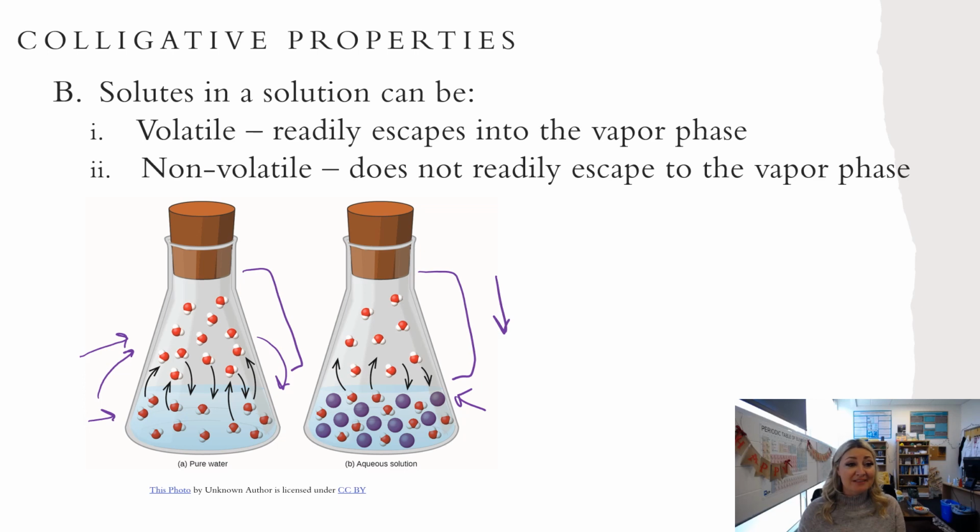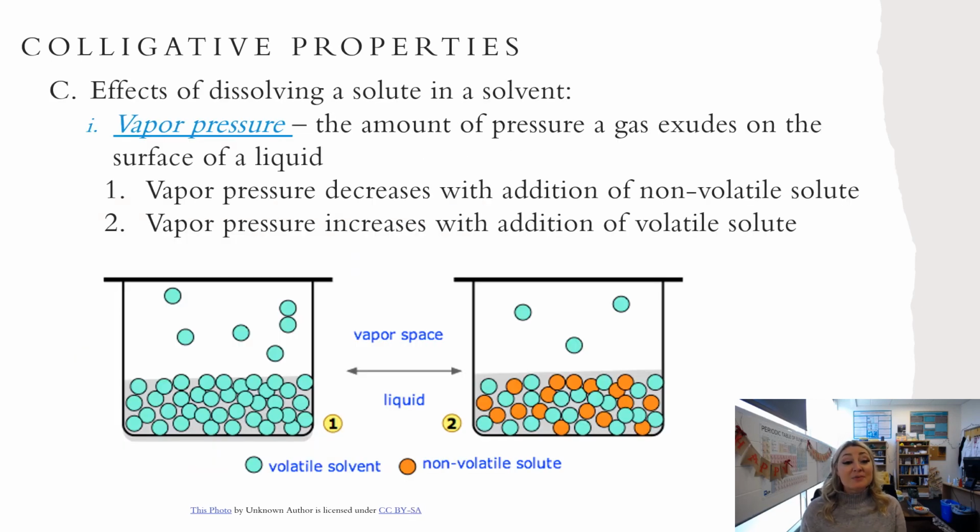It's a colligative property. So when we dissolve a solute in the solvent, we're going to affect the vapor pressure, which we talked about on the last slide. And this is the amount of pressure a gas exerts on the surface of a liquid. So the vapor pressure will decrease with the addition of a non-volatile solute. We saw that on the last page. As we increase non-volatile solutes, your vapor pressure is going to decrease because you have less of that liquid escaping to the vapor phase. It will increase with an addition of a volatile solute.